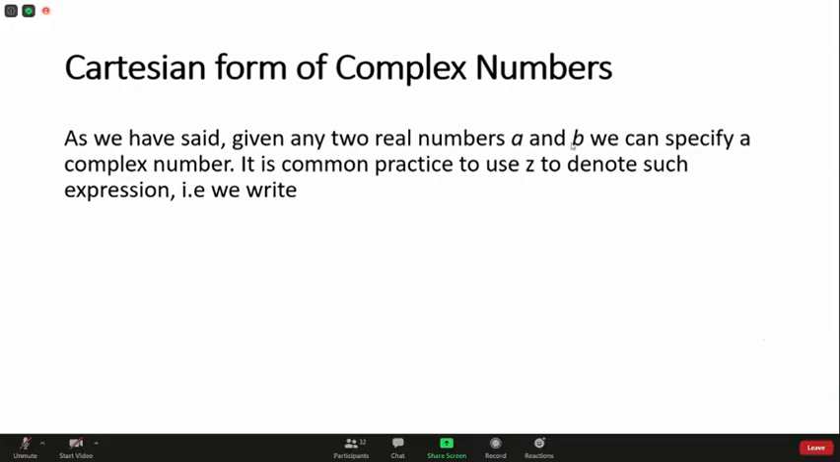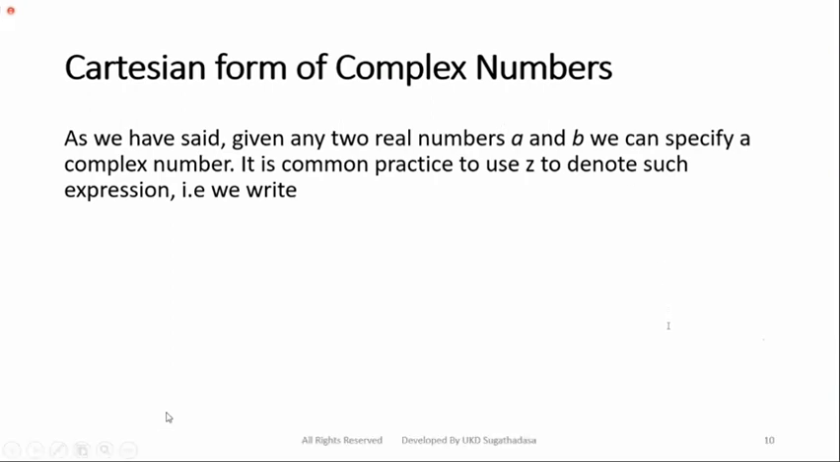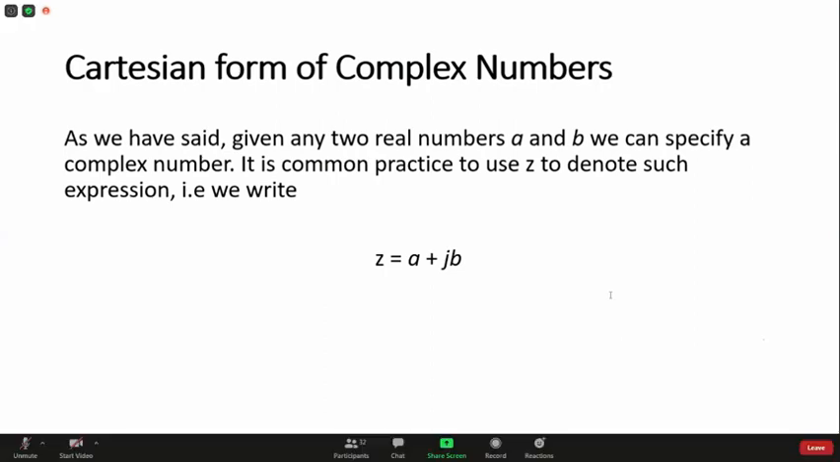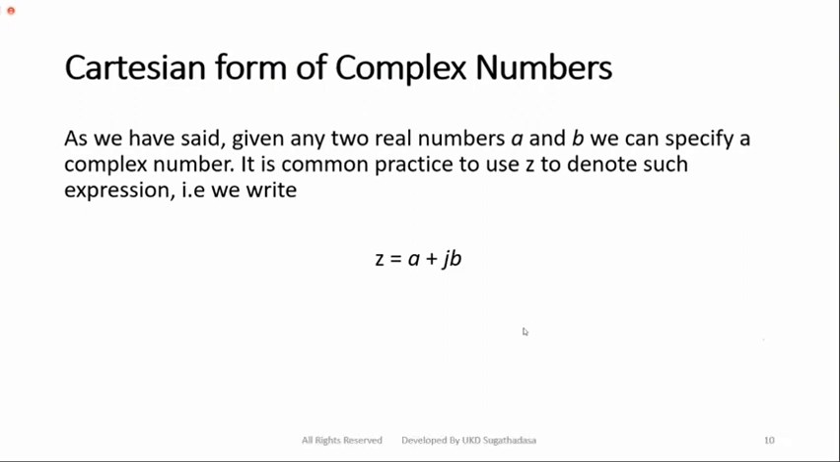How do we define it? As we said, given any two real numbers, A and B, you can specify a complex number. It's a common practice to use Z to denote such an expression. Then we write Z equals A plus JB. The Cartesian form of the complex number has two parts, the real part and the imaginary part. A is normally called the real part, B is called the imaginary part. Both A and B are real, remember. The only difference here is J. J is the imaginary number, the square root of -1, every time.